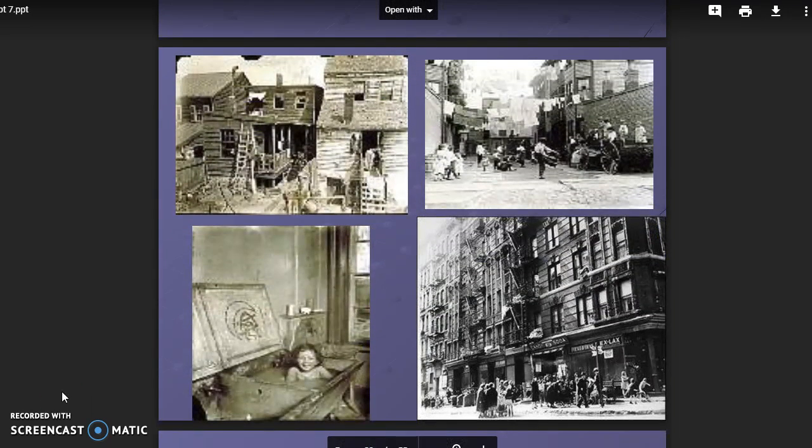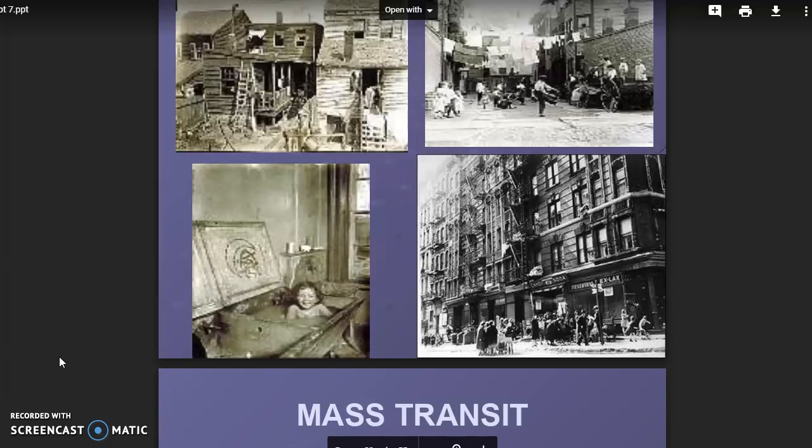These are some pictures of the houses. Notice the kid being bathed in the kitchen sink. Large number of families living in crowded spaces.